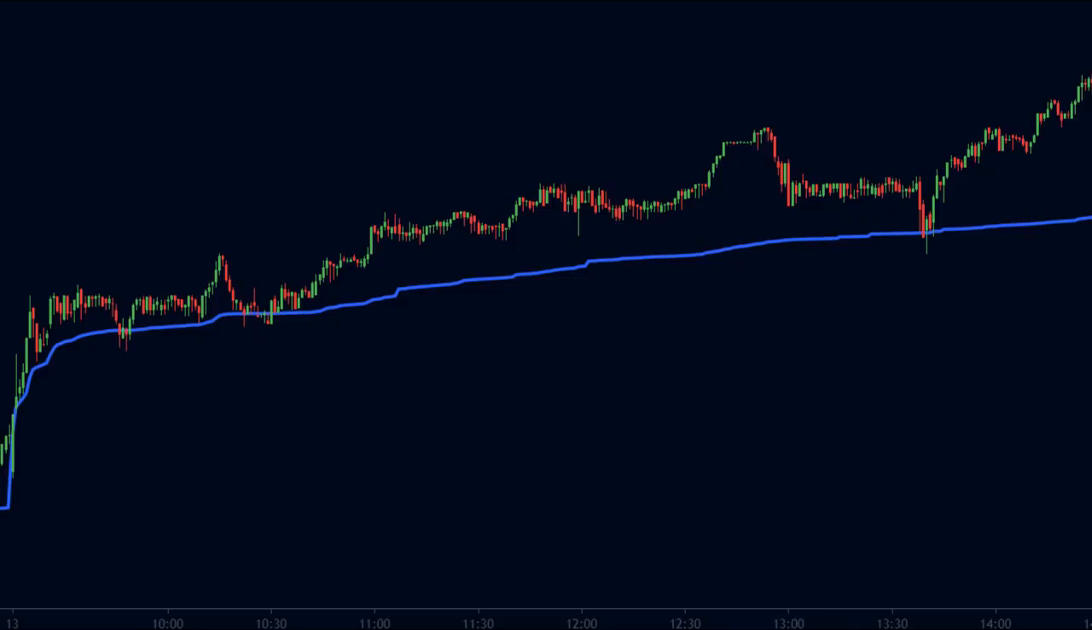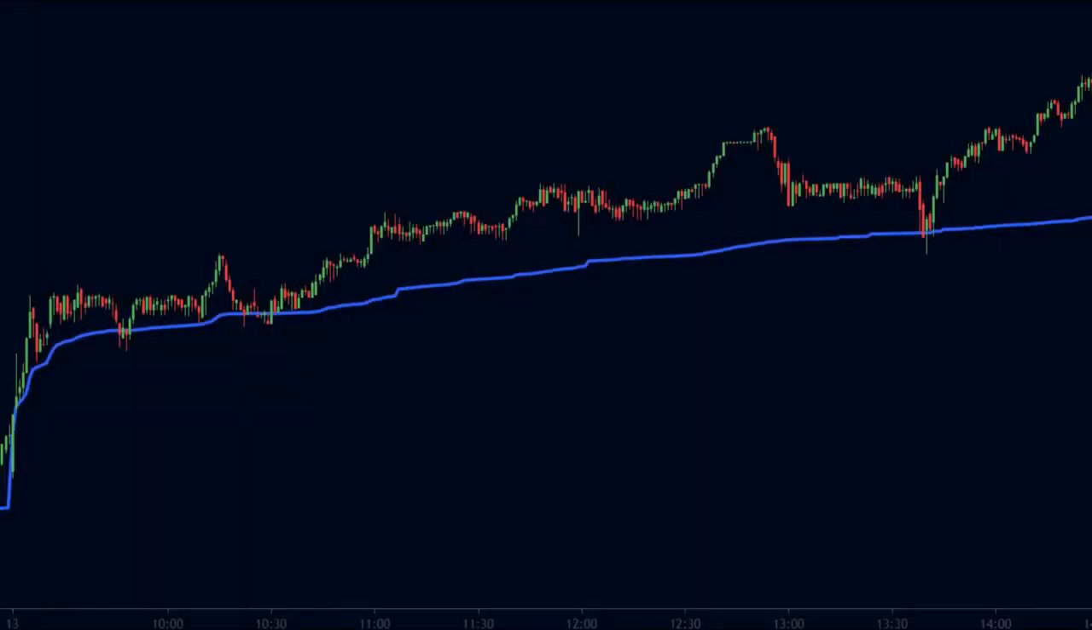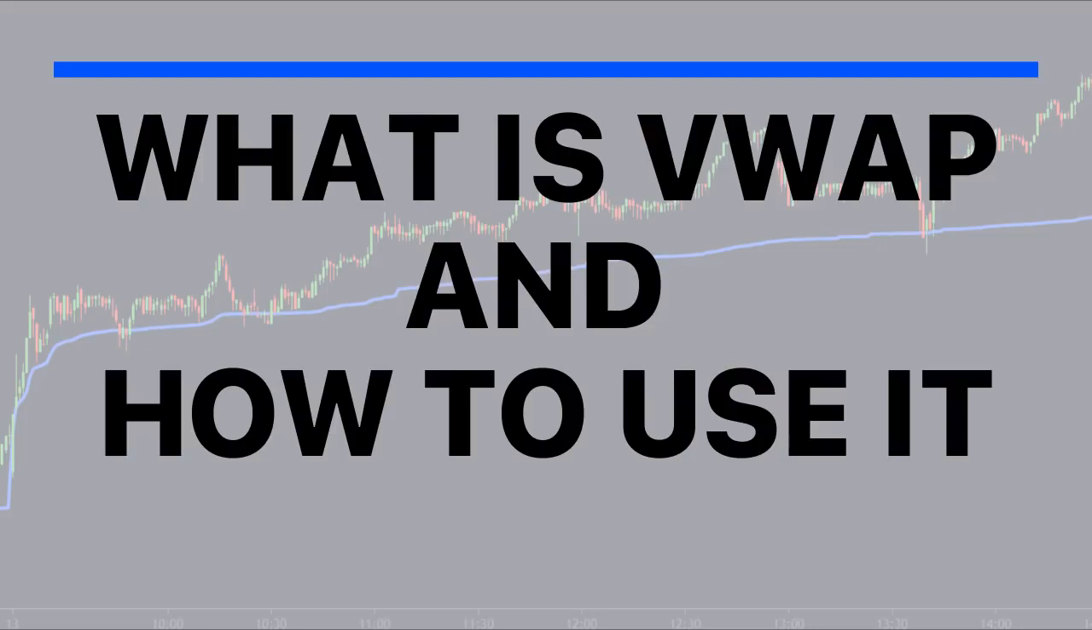When big hedge funds and institutions want to enter the market, they cannot enter at any given price. They need to make sure that they enter at the fair value of the asset. Therefore, they use a special indicator known as the Vwap. In this video, we will be learning what the Vwap indicator is and how to use it.